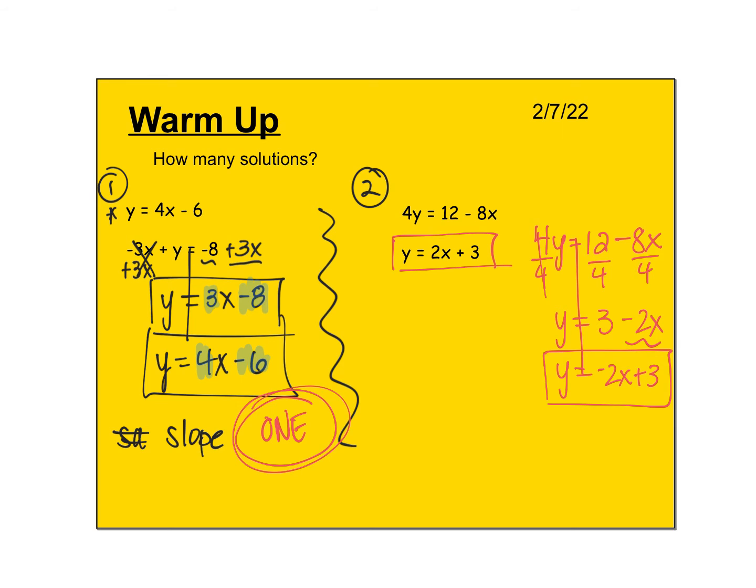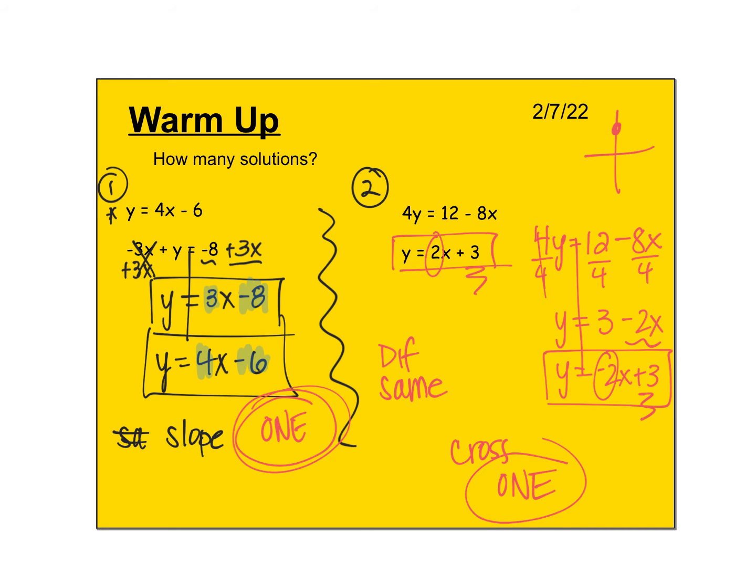Okay, now let's compare these equations. So first thing I notice is that their slopes are different. Their y-intercepts are the same. Okay, if you look back at your note page, different slopes and same y-intercepts means they're going to cross once. So one solution. They're both going to cross at that 3. If they both start there, they both are going to cross there.